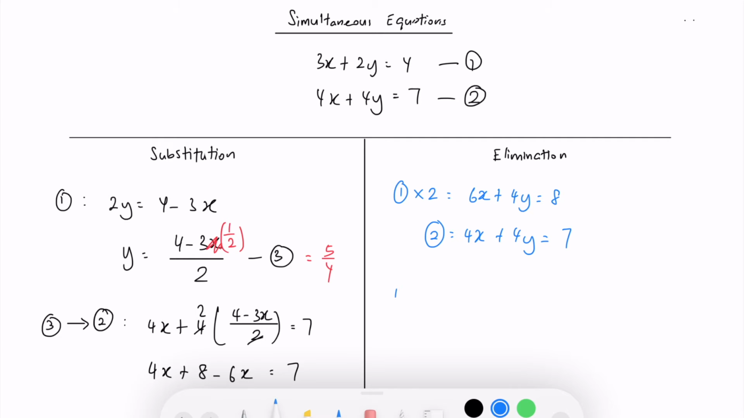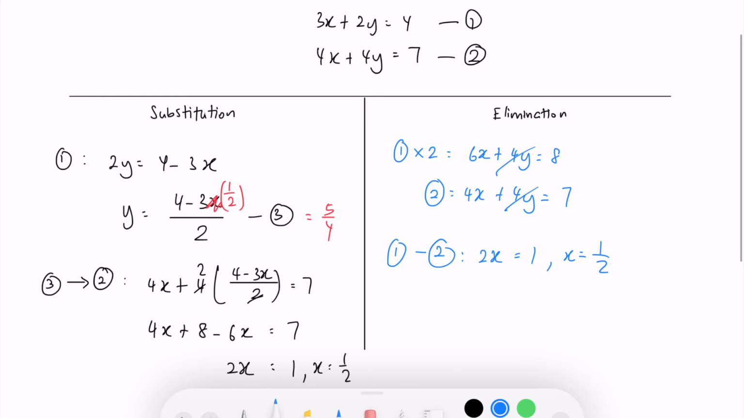Now I'm going to take equation 1 and I'm going to minus equation 2. 6x minus 4x, that is just 2x. 4y minus 4y, that's what I was going for. I want to cancel them. 8 minus 7, that is just 1. So I have the same answer, x is equal to a half.